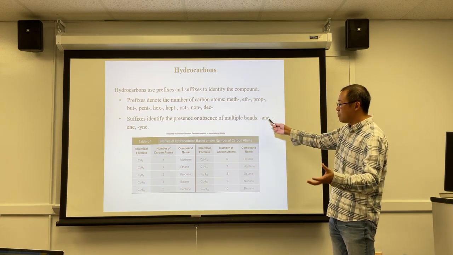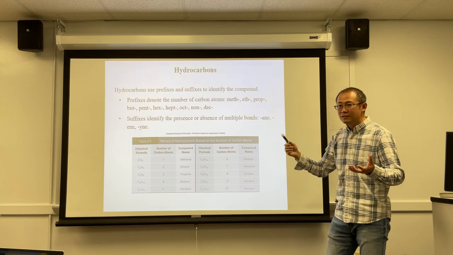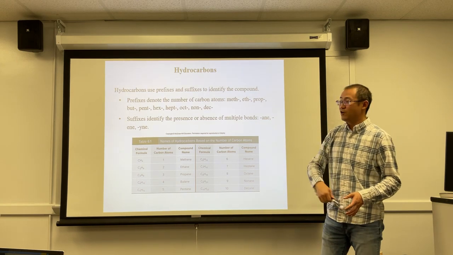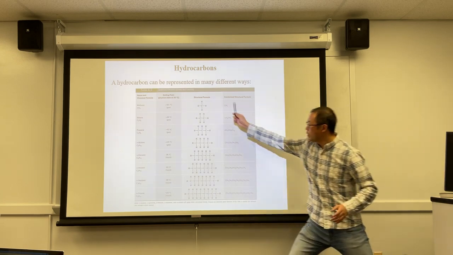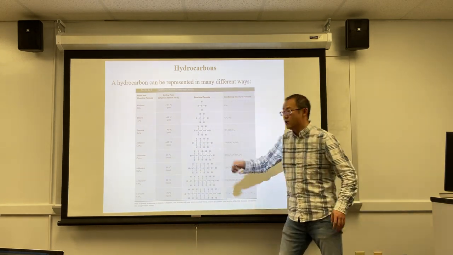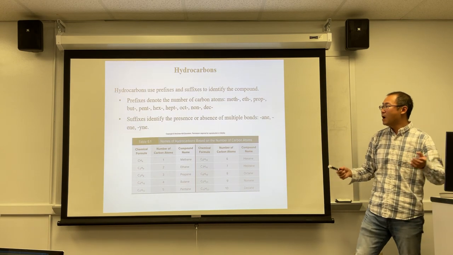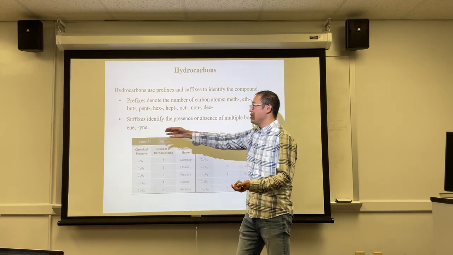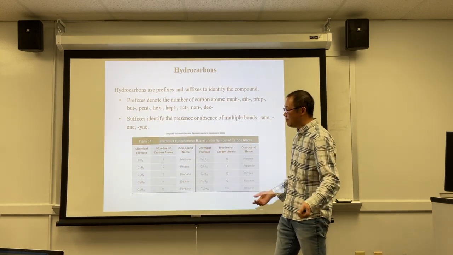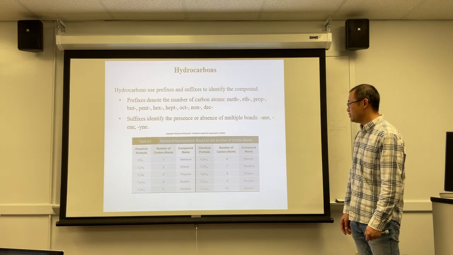Okay, the prefix tells us the number of carbons, the suffix tells us what? The type of molecule. If they have only single bonds, like these guys, we call them what? We call them alkanes. Okay, they all end with A and E. But if there's a double bond, then the molecule will be called what? Alkenes. If there's a triple bond, then they're called alkynes. We have a few examples when we study the chemistry of petroleum in the last part of this chapter.